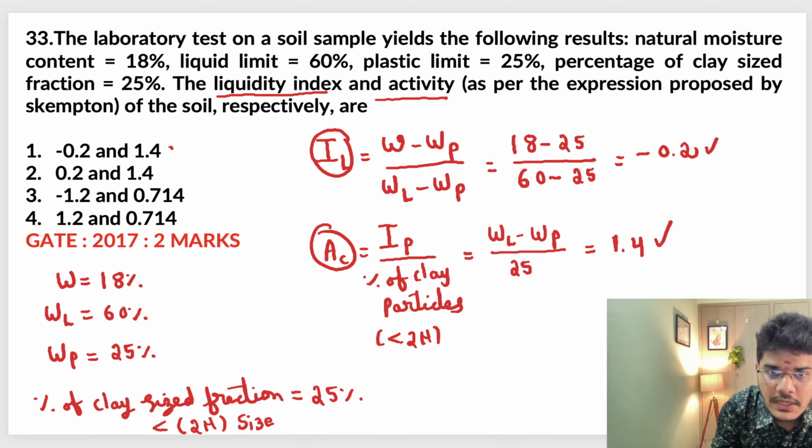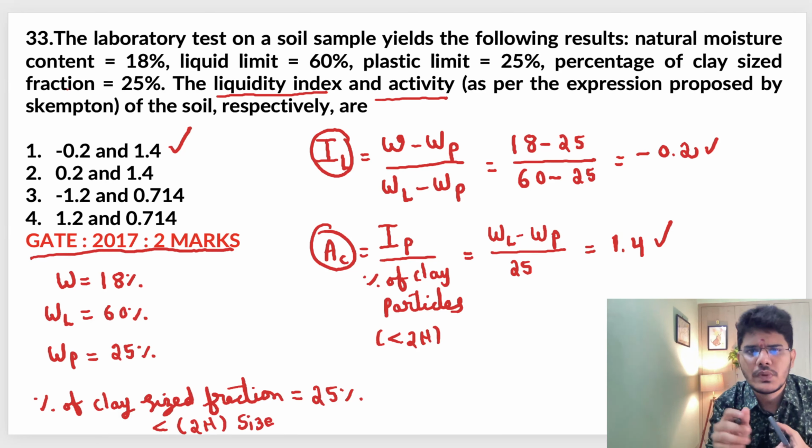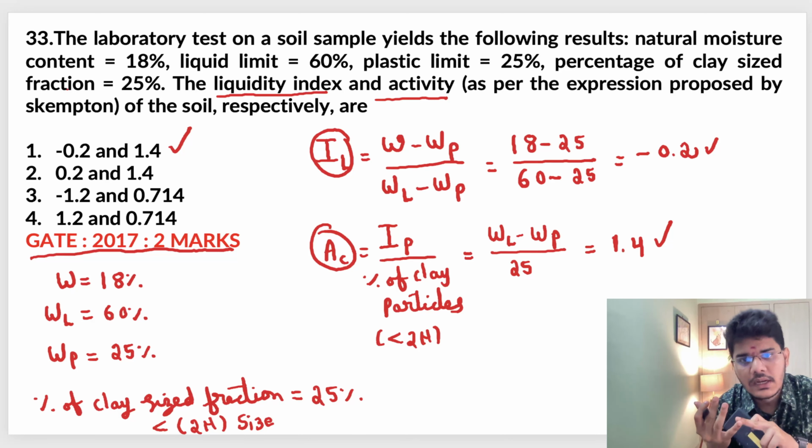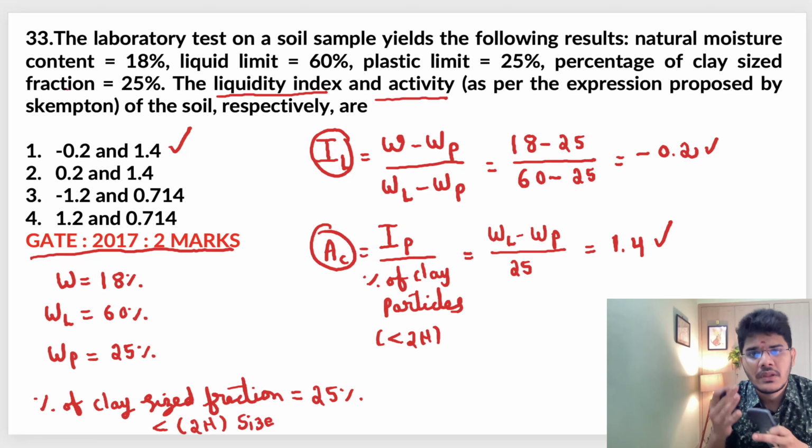So option 1 is correct. This has appeared in GATE 2017 and it is given for 2 marks. Very simple question. He has given all the data, natural moisture content, liquid limit, plastic limit, and if you know the formula, we can easily tackle this type of problems.